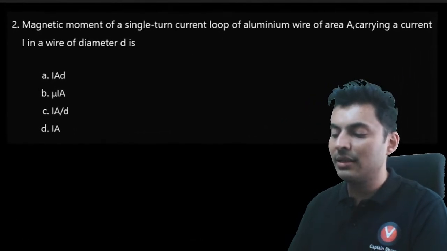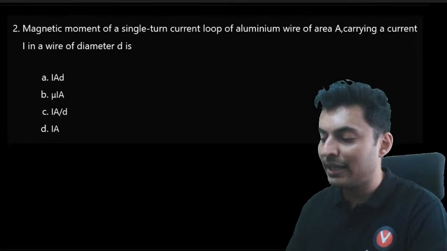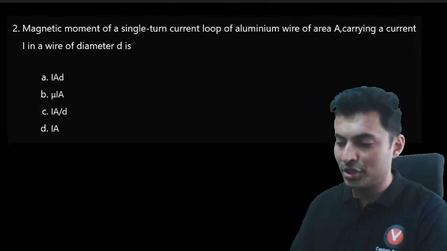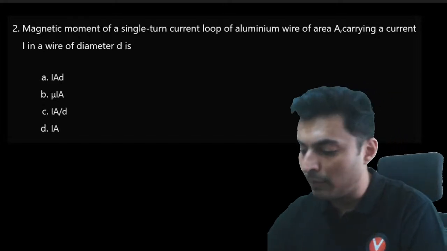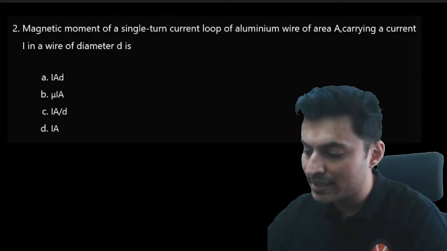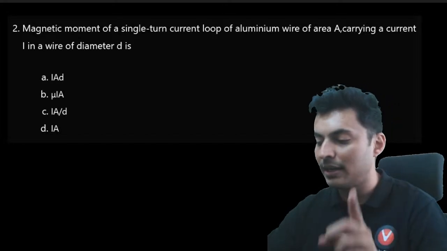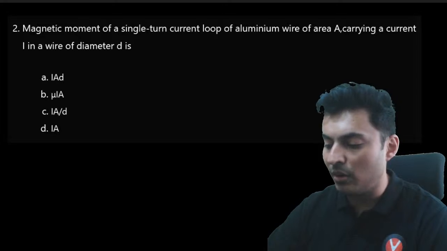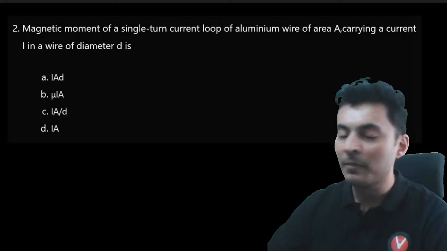Magnetic moment of a single turn current loop of aluminium wire of area A carrying current I in a wire of diameter D is how much? This is the question. Come on, my dear students. What is the magnetic moment of a single turn current loop of aluminium wire of area A carrying current I in a wire of diameter D?